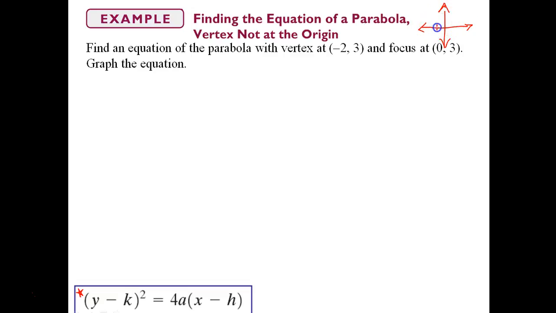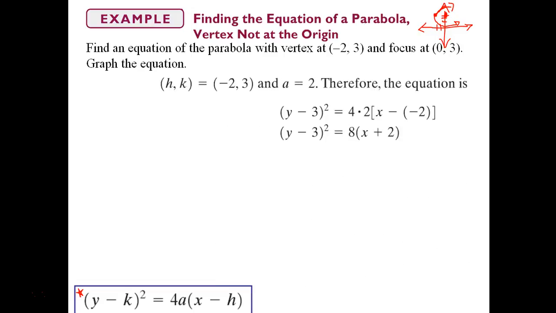I have a vertex at (-2, 3): 1, 2, 3. And I have a focus at (0, 3) right here. All right, so if this little dot to the left is my vertex and my focus is at (0, 3), I'm opening up this way because the parabola will always hug around that vertex, the focus. So I have h and k. I know I'm opening to the right, which means my parabola has to have a y squared, which is why they chose this.